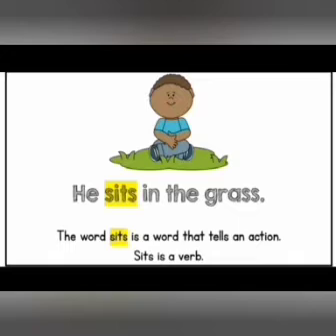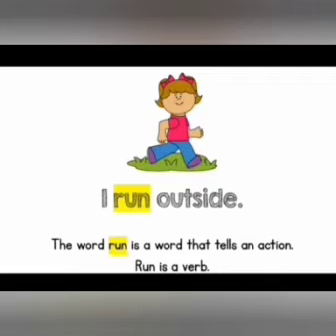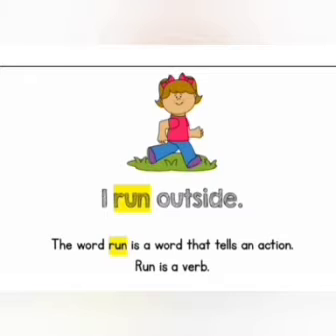First one, he sits in the grass. The word sits is a word that tells an action. Sits is a verb. Here sits is an action that is going on. Sits is called a verb. Let's see second one. I run outside. The word run is a word that tells an action. Run is a verb. Yes, run is an action that is going on. That is called a verb. So did you understand what is verb children? Yes. Action is all about a verb.